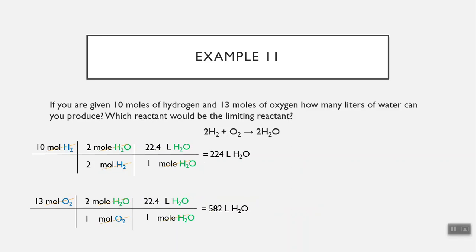So remember, how will you know the answer to this problem? How much water is actually produced? Right, it's the smaller answer, right? So the smaller answer is 224 liters of water. That's how much is being produced. And our limiting reactant is hydrogen. So remember that the smaller answer tells us our limiting reactant. So hydrogen is our limiting reactant, where oxygen is our excess reactant. And that's it for gases.